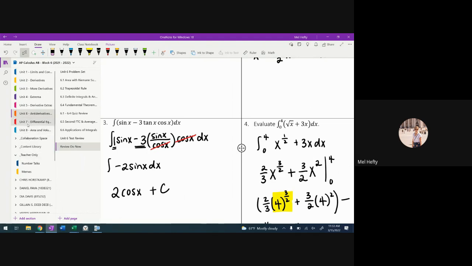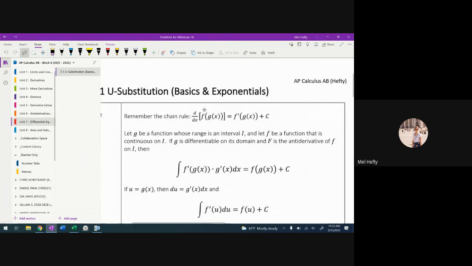So that's what we're going to try to do today. We're going to try to undo if we have our chain rule.